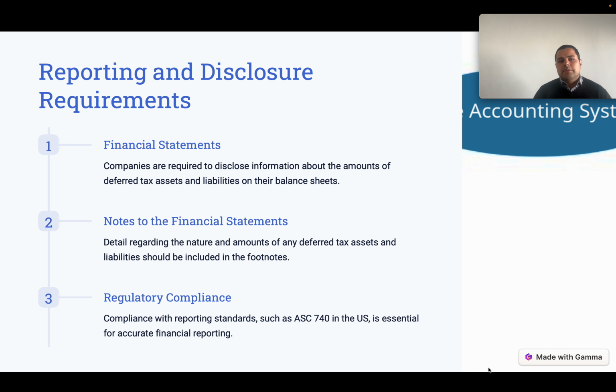Okay, reporting and disclosure requirements. Let's talk about financial statements. Companies are required to disclose information about the amounts of deferred tax, either an asset or liability, in the balance sheet. So you should always see a number right there. It's very strange that you don't see a deferred tax, either an asset or liability. You should also include notes in the financial statements so you can let the users who are going to be reading the financials know how you determined that number, which are the main items that you're considering, and also, if you have a loss, how you intend to get the benefit in the future to reduce your tax base.